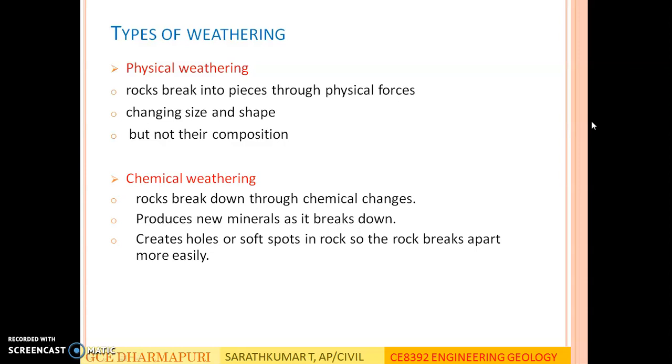So the main difference is, in physical weathering there is a contact force present that breaks the rock into two or more pieces, whereas in chemical weathering the process is done by chemical reactions. Also, in physical weathering the composition of parent rock and the weathered rock will be of the same nature, whereas in chemical weathering new minerals are formed.